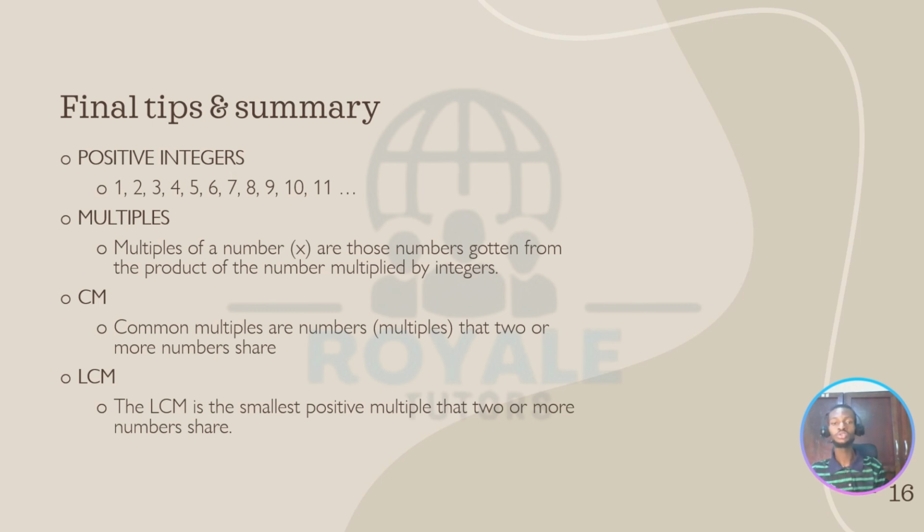Then common multiples are the multiples that two or more numbers share. The last thing you need to know is that the LCM is the smallest positive multiple that two or more numbers share. That is the smallest of all the common multiples.